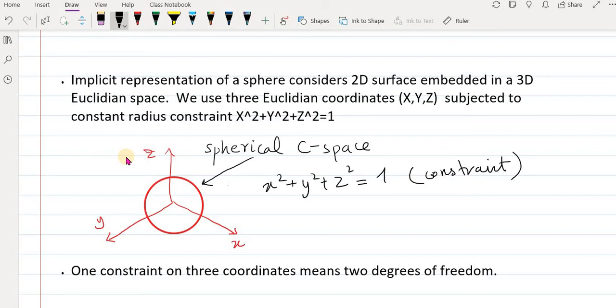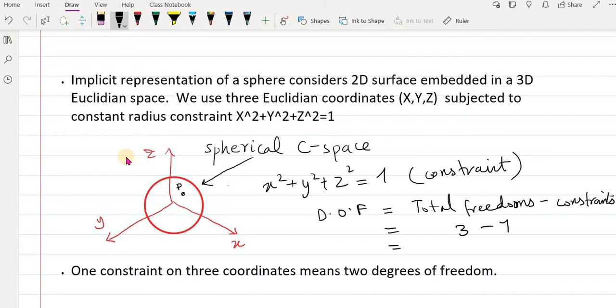And it means that for any point on this sphere, let's say a point P, how many degrees of freedom can it have? The degree of freedom of point P is equal to the total freedoms of the point minus constraints. A point in 3D space has how many freedoms? 3 degrees of freedom. And how many constraints does it have? 1 constraint. So the total degrees of freedom will be 2. Okay, so this point can have 2 degrees of freedom.